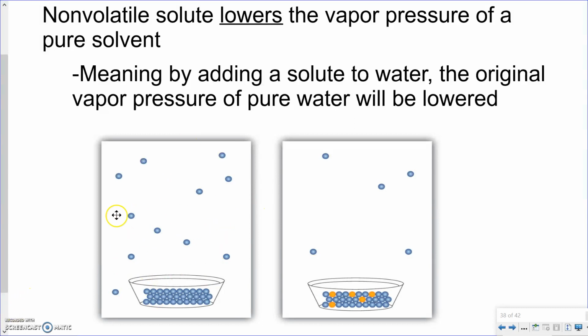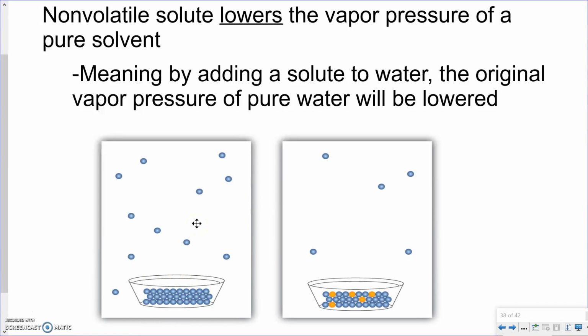So the amount of gas that's able to escape from the solvent. So water vapor above the liquid water is our vapor pressure. And the more molecules we have floating around, the higher the vapor pressure. The less molecules we have floating around, the lower the pressure, because remember, pressure is the amount of collisions.